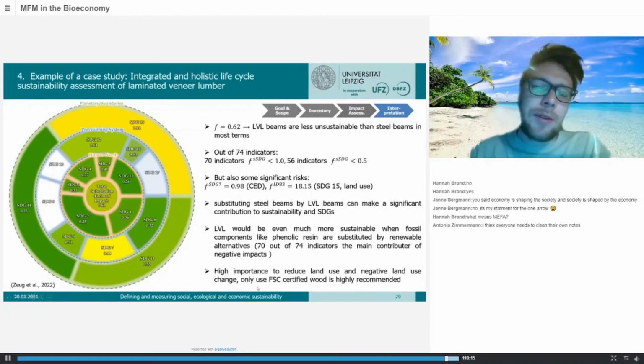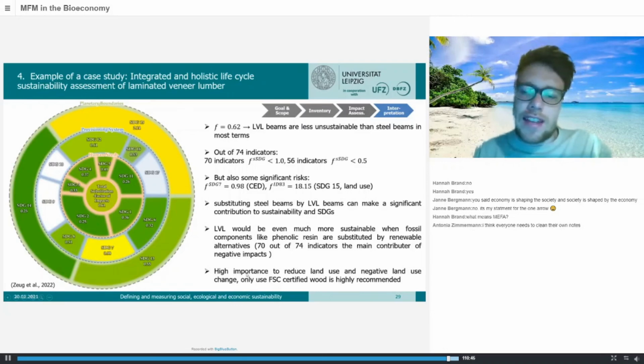And what we can say, for example, for the high land use, of course, it is very important for our LVL production that we reduce land use and that we reduce negative land use changes. So, for example, we can say, okay, we produce LVL to a limited amount, but all of the wood we use for LVL should come from FSC certified wood. This would be our policy recommendation.